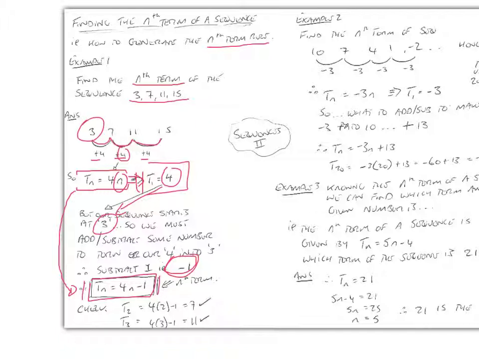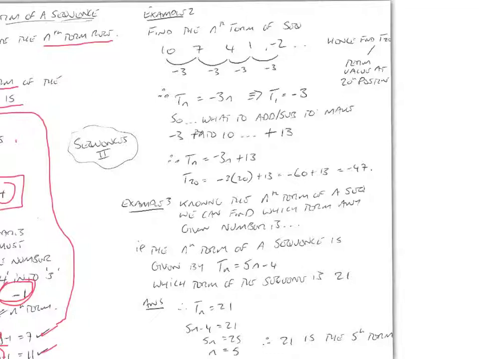Okay, and we can check to say, is this right, because we know the second term, position n is 2, is 7, so if we plug 2 into this equation, we get 4 2s are 8, minus 1 is 7, so that's fine. And if we look for the third position, we know it's 11, so 4 by 3, 3 is n, minus 1, that's equal to 11. So we've generated the correct nth term rule for that sequence.